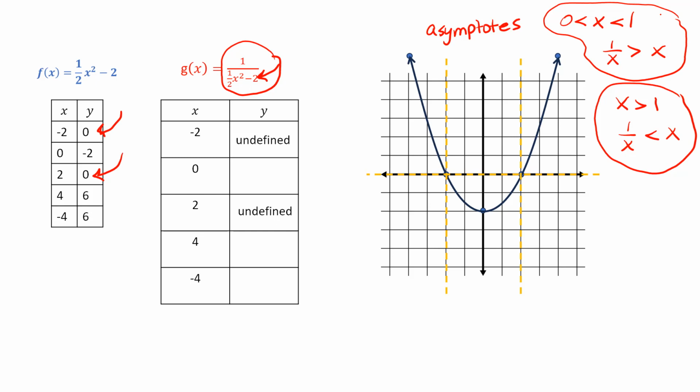So 1 over 1,000 is very small. That means the denominator is big, the fraction itself is small. And when the denominator gets tiny, like 1/1000th, and you take the reciprocal of it, that's big, 1,000. Okay? So those are important things to know about reciprocals and how they act.